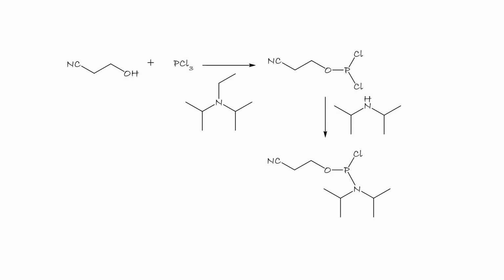Well, the mechanism of the formation of the phosphorylating agent: the OH or oxygen will attack the phosphorus, kicking one Cl out to form this. Then the diisopropylamine will react to replace one Cl again to form this phosphorylating agent.